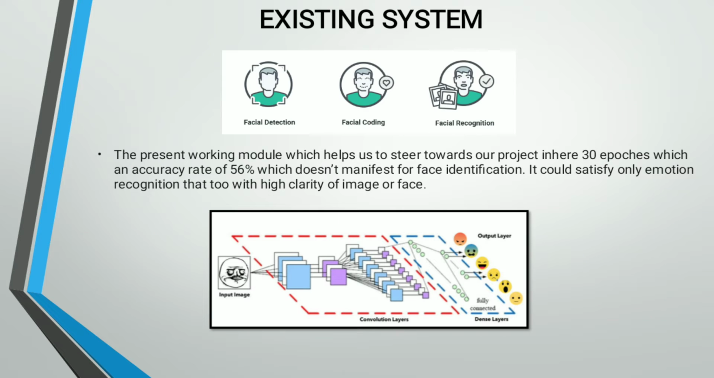The next is the existing system. The existing system works on a module which helps us to steer towards our project in 30 approaches, which has an accuracy of 56%, which does not manifest face identification. It could only satisfy emotion recognition, that too with a high quality image or face.